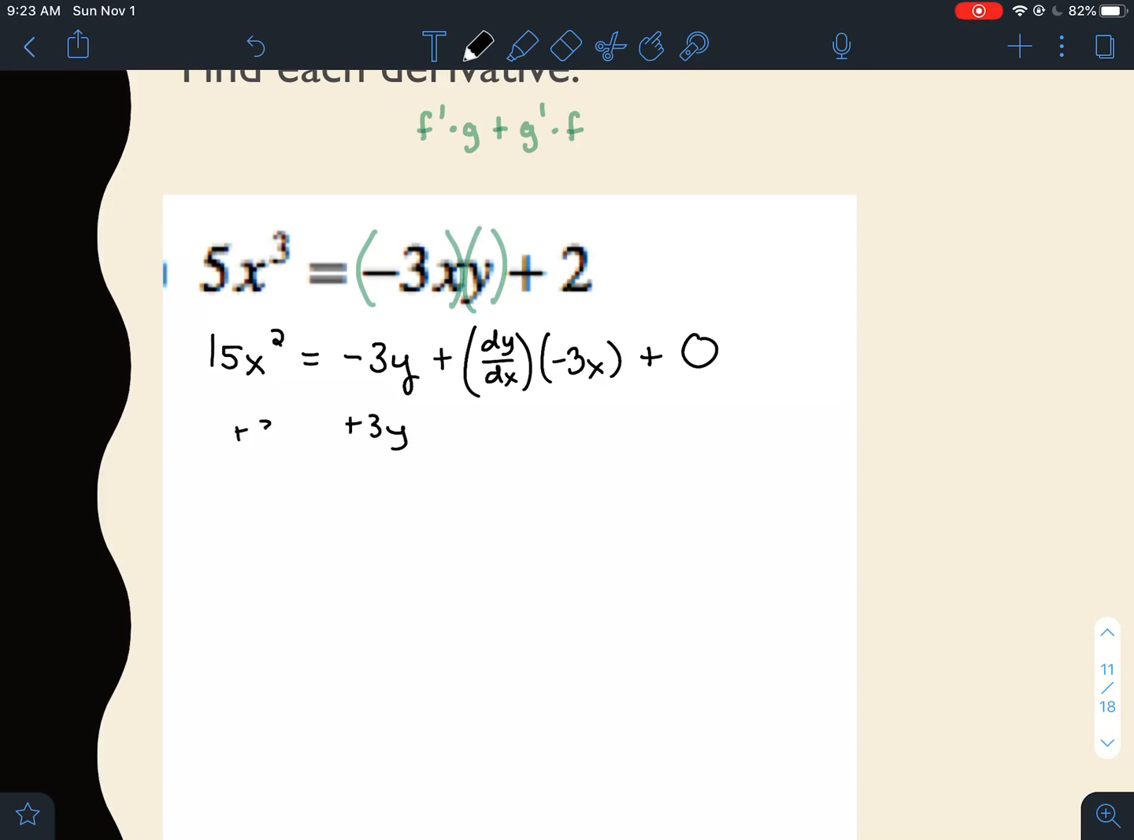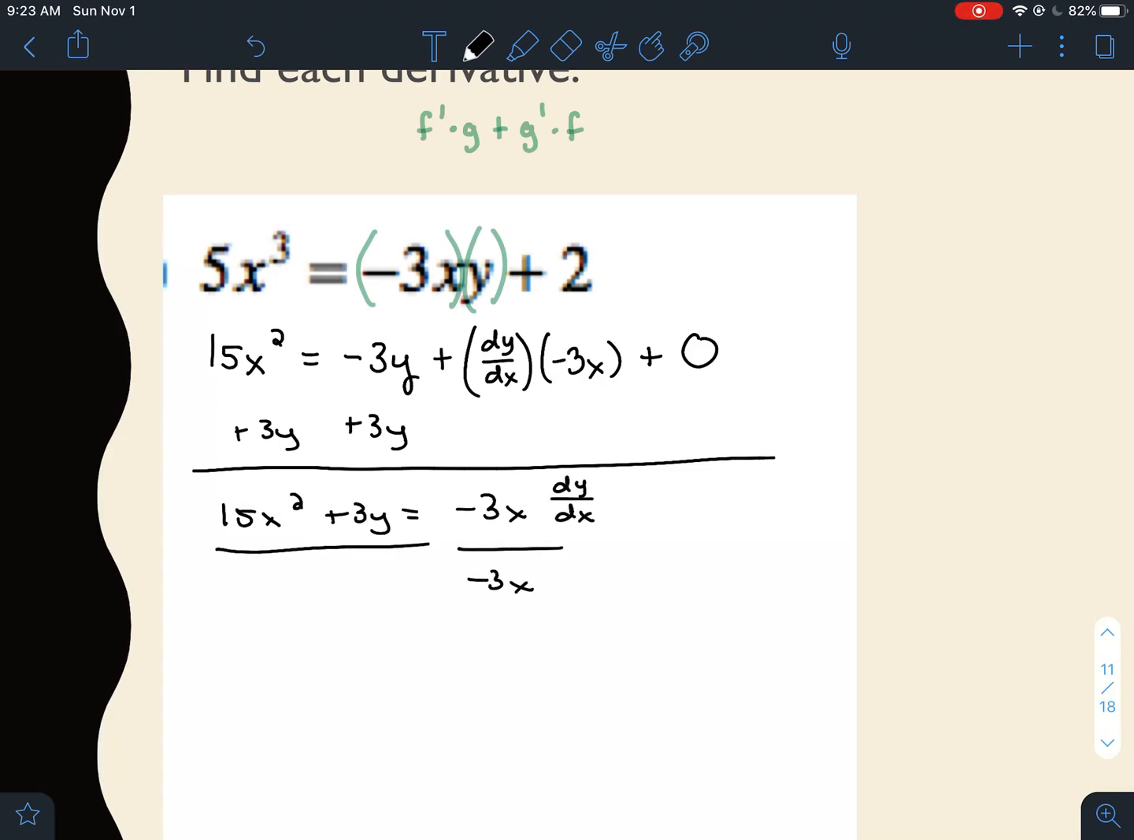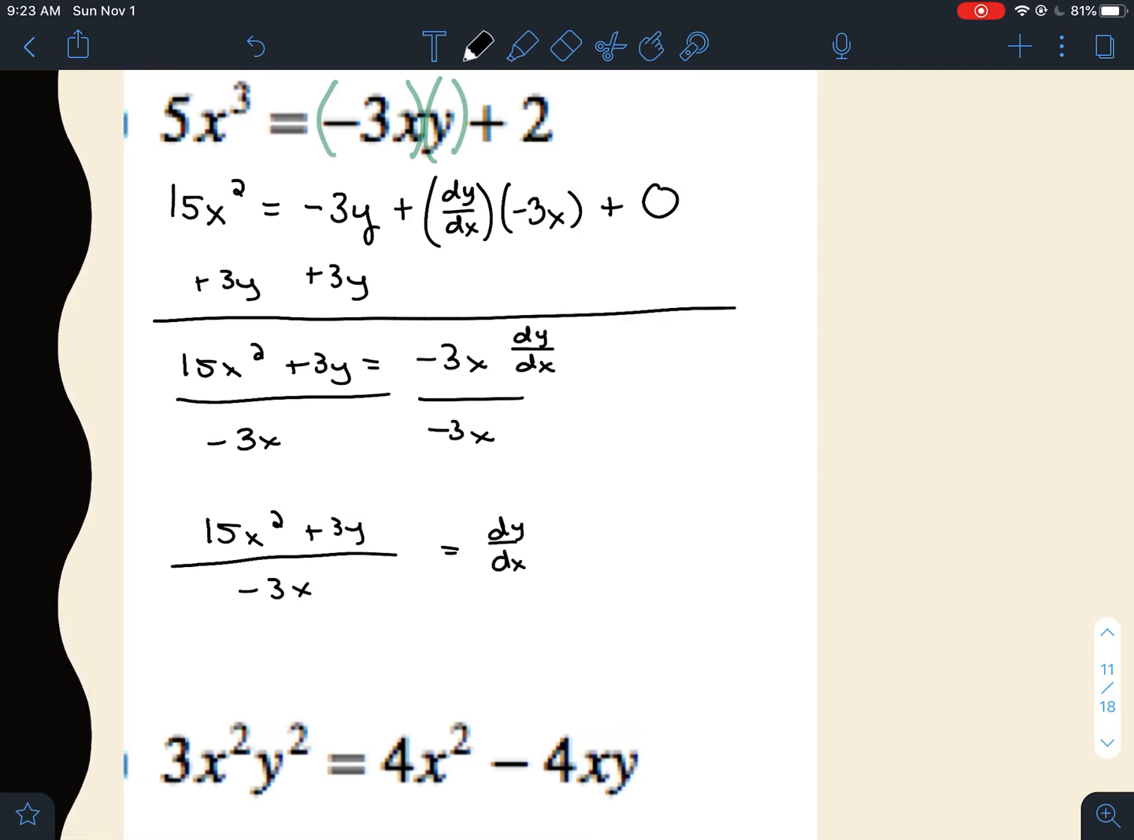And now again, we need to get the dy dx by itself, so I'm going to add the 3y over. And so I have 15x squared plus 3y equals negative 3x dy over dx. And then I'm going to divide both sides by negative 3x. And I get 15x squared plus 3y divided by negative 3x equals dy over dx.